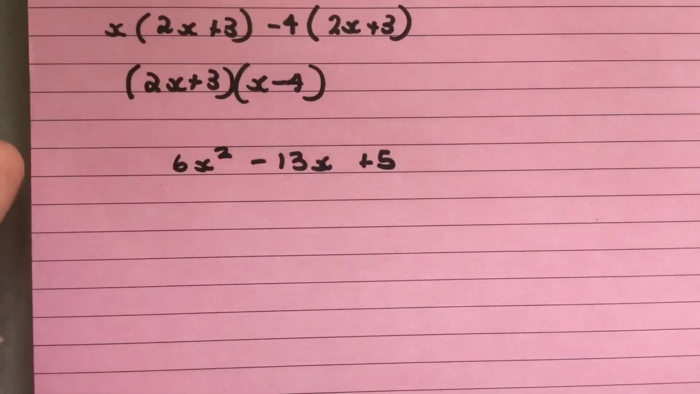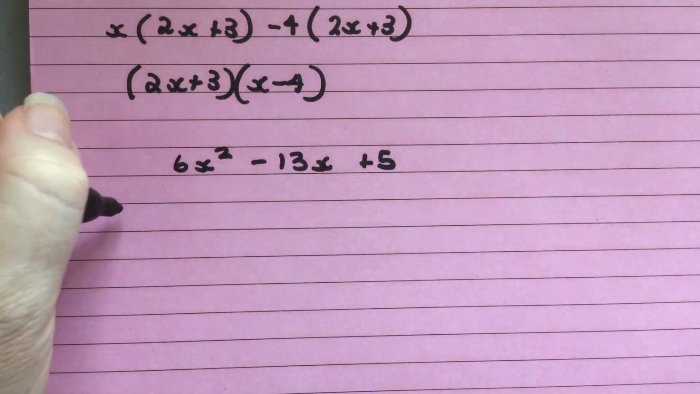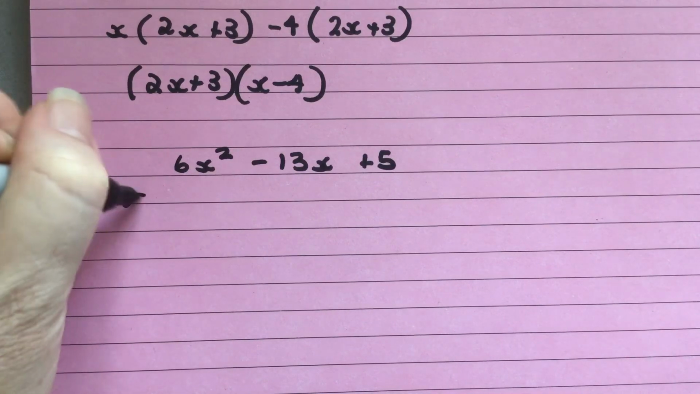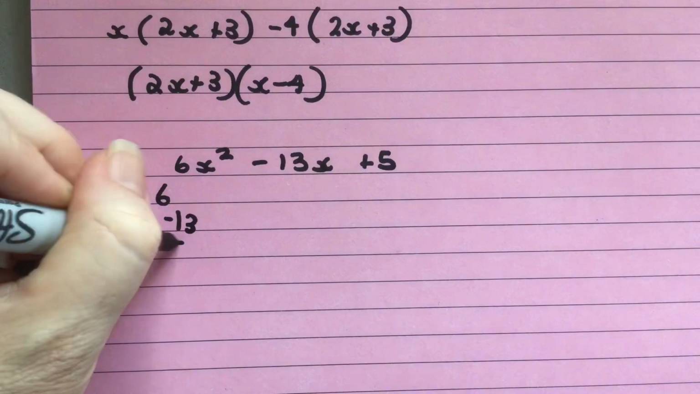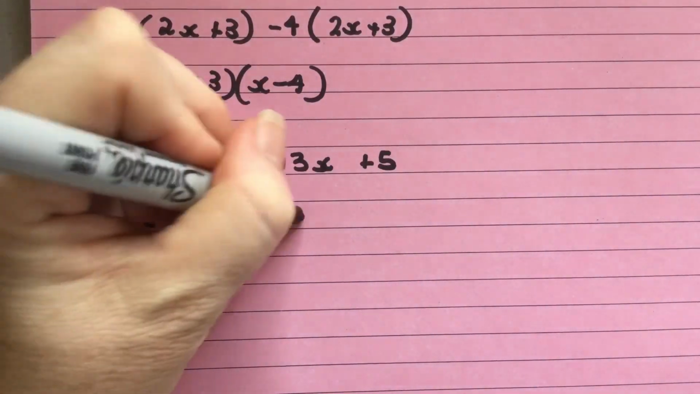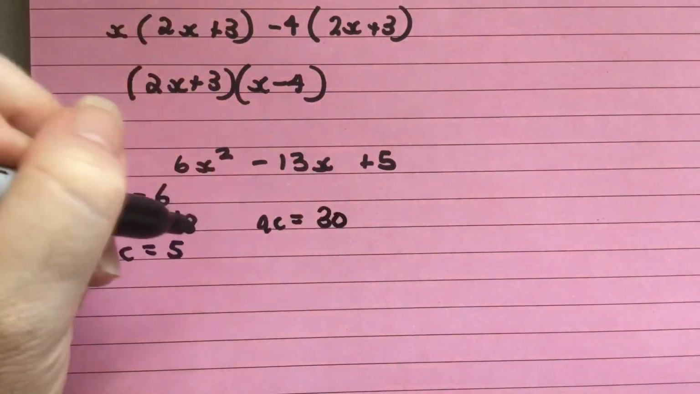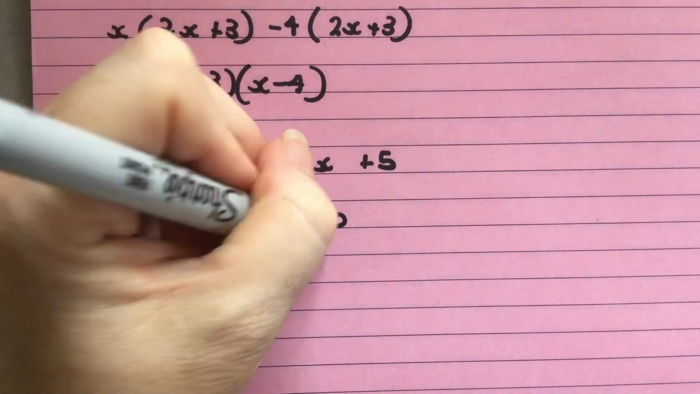Now the last example I'm going to go through in this video is my 6x squared minus 13x plus 5. So I'm going to go through that same process again. A is equal to 6, b is equal to negative 13, and c is equal to 5. So my AC is equal to 30, and my b is equal to minus 13.